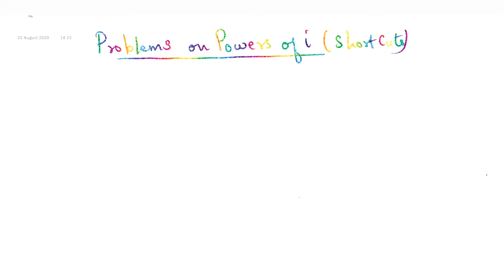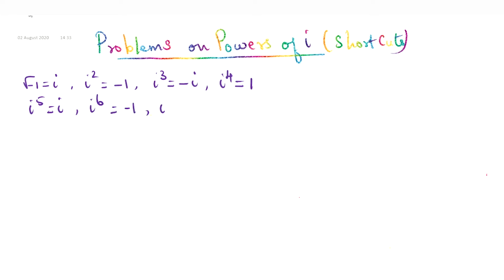We know that root of minus 1 is equal to I, and I square is equal to minus 1, and I cube is equal to minus I, and I power 4 is equal to 1. And I power 5 is equal to I, and I power 6 is equal to minus 1, and I power 7 is equal to minus I, and I power 8 is equal to 1, etc.